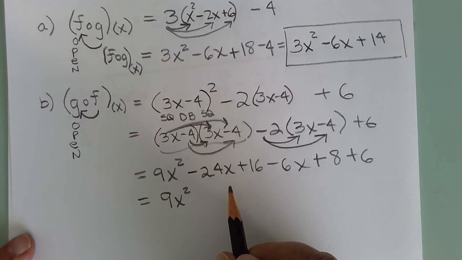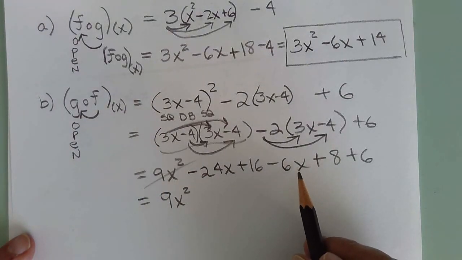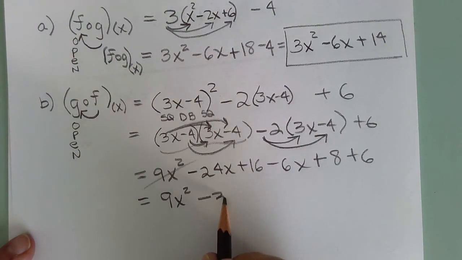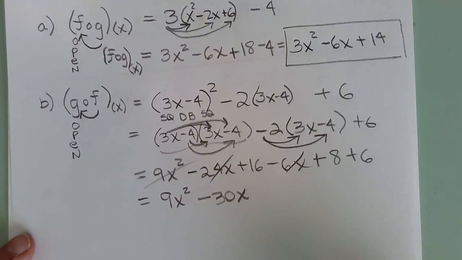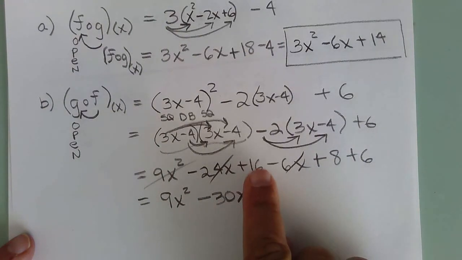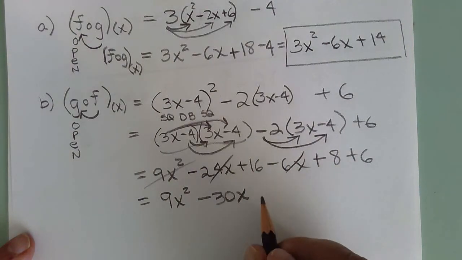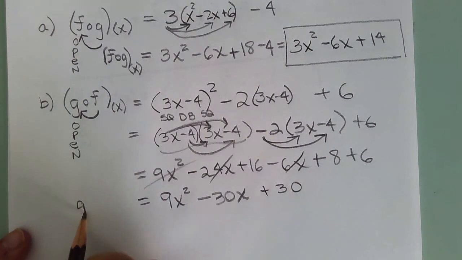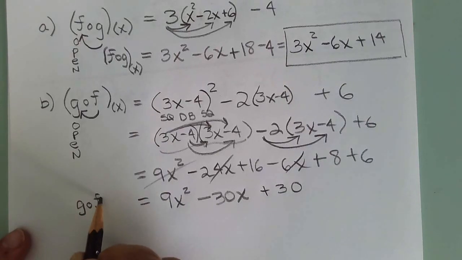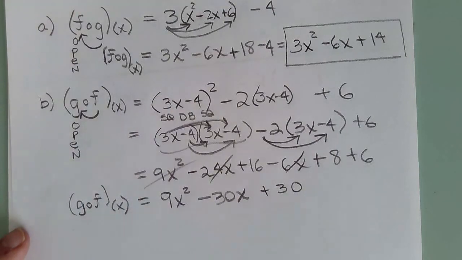And then as far as your x terms, you have negative 24x and then another negative 6x. Combined would be negative 30x. And then as far as your constants, you have 16 and 8. That would be 24. And then 24 and 6 would be 30. And that represents G composed of F in terms of X.